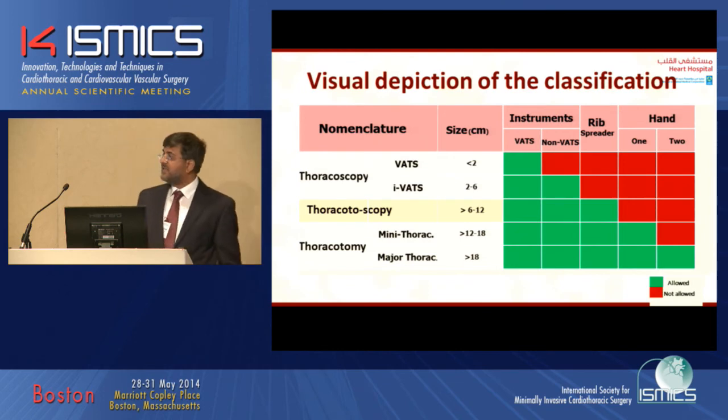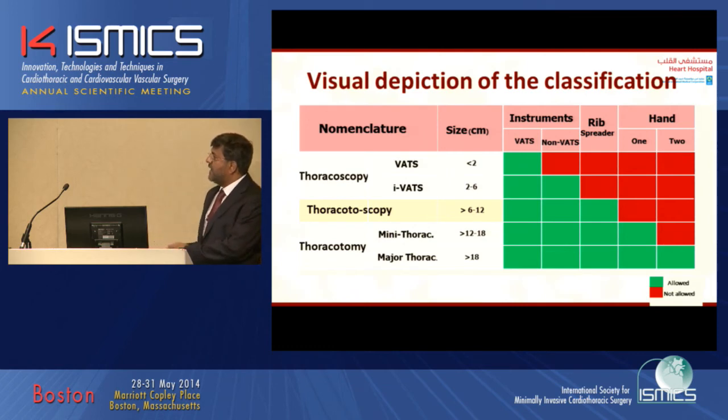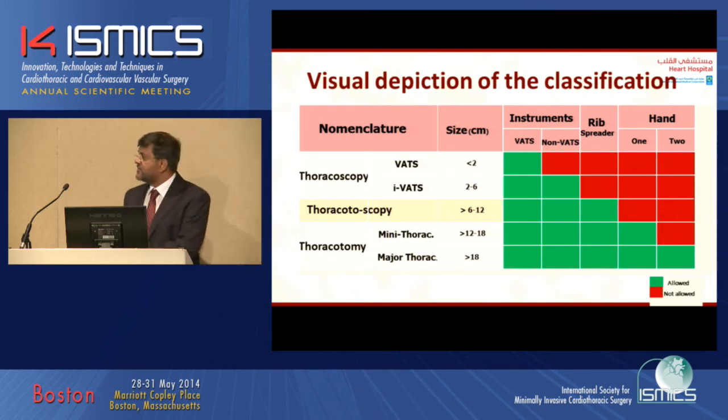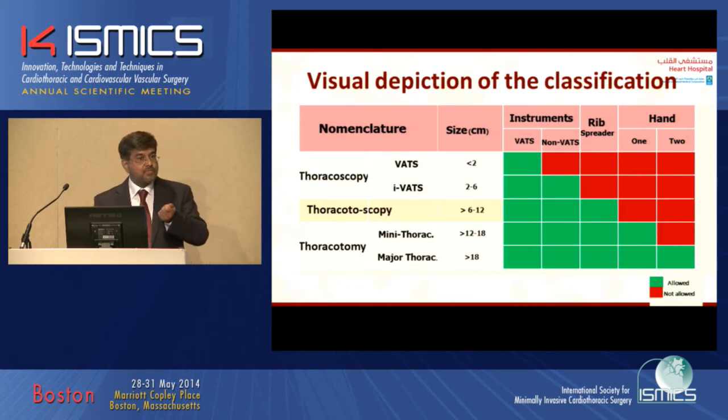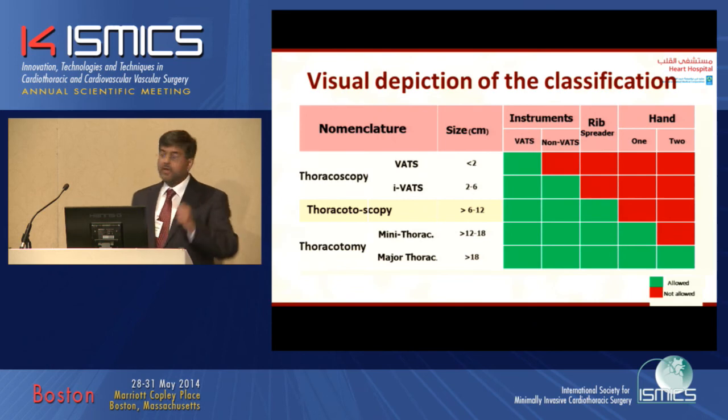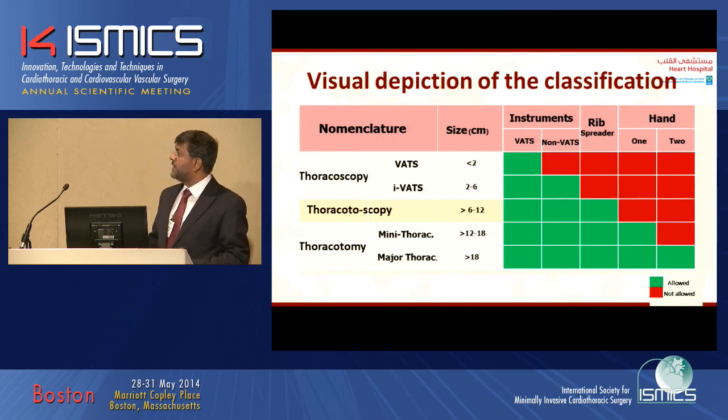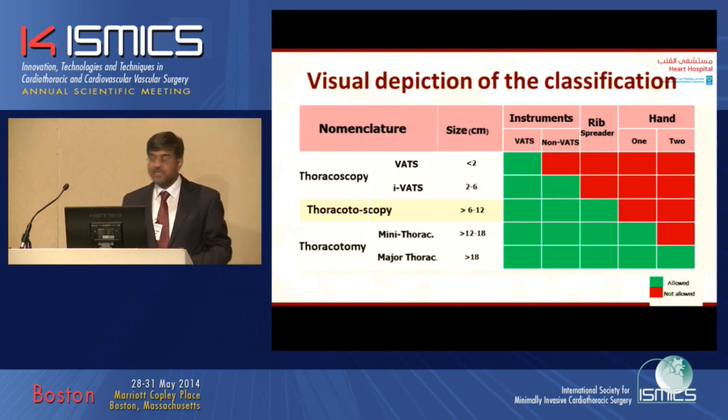If you look at this, these were the bases on which this classification was built. And you can see that it is a kind of smooth transition. If you have less than 2 centimeter holes, this is the kind of thing you put in your instruments, and you do only VATS operations. You can't put in, for example, a swab stick and do hemostasis, and you don't use a rib spreader, and of course, no hands go inside the cavity.